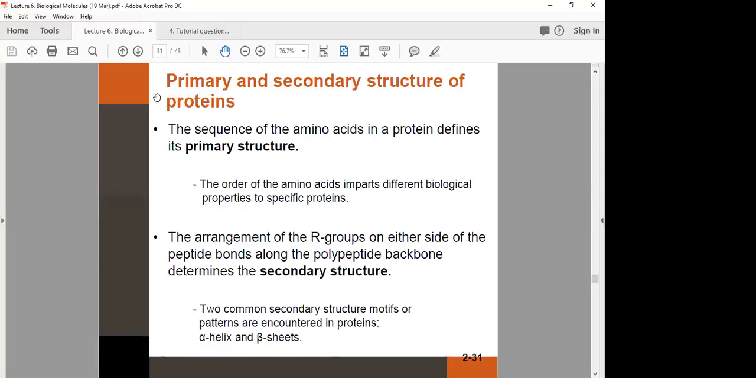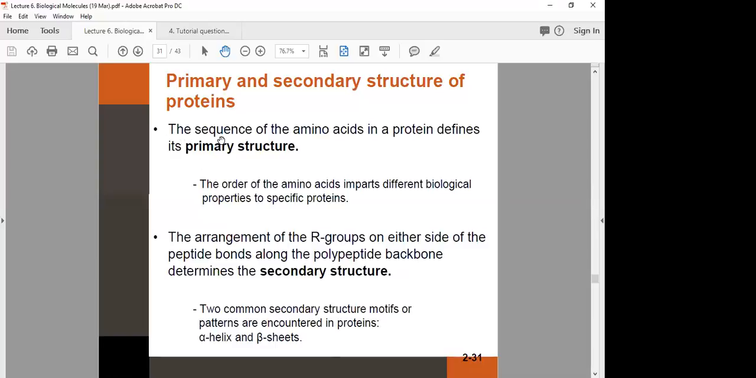All right, now we're going to look at the different levels of structure within proteins. We can refer to the primary structure, secondary, tertiary, and quaternary structure. Let's start with the primary structure.